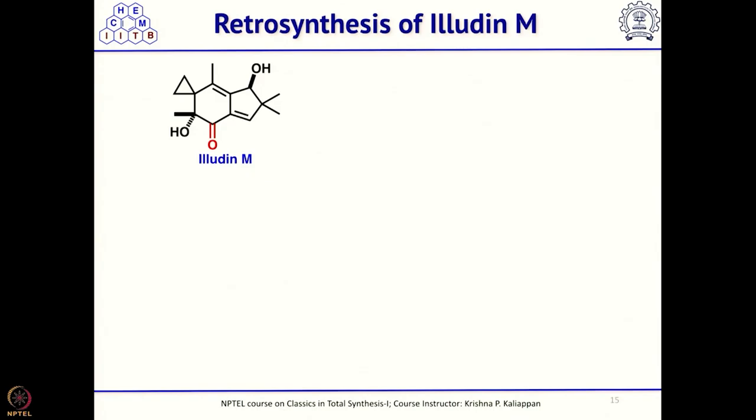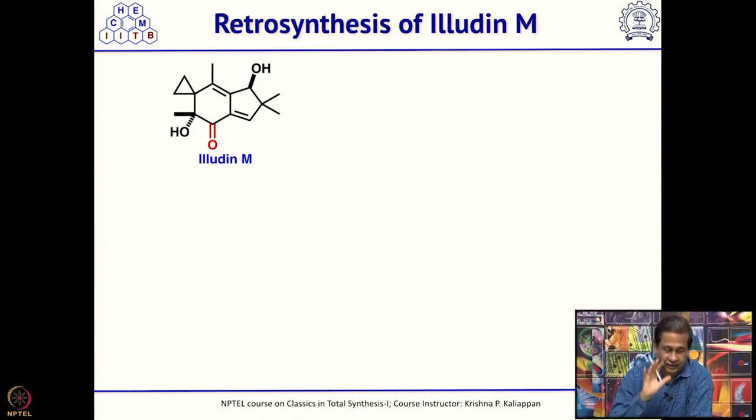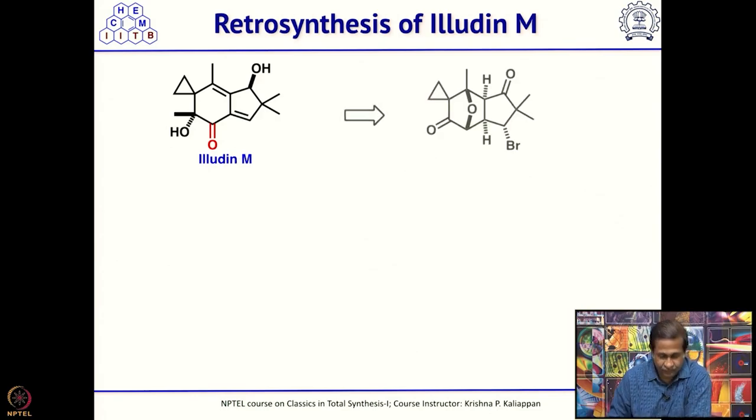First, let us start with Illudin M. So when you look at this Illudin M, as I said, it goes through carbonyl ylide and 1,3 dipolar cycloaddition. So this final target molecule Illudin can be obtained from this tetracyclic compound in 2 to 3 steps. Okay, how?